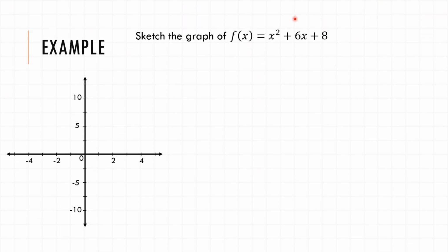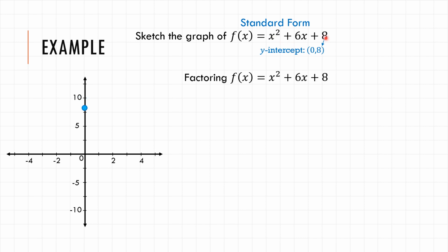Let's do an example of sketching this quadratic. Right away, this is in standard form, so I know that I can pull the y-intercept. It's going to be 8, and I can plot that point right over there. From here, I can factor this expression, x squared plus 6x plus 8. I'm just looking for two factors of 8 that add up to 6. 1 and 8 aren't going to do it, but 4 and 2 will. 4 plus 2 is 6. So this will factor into (x + 4)(x + 2), which means the zeros are -4 and -2, and I can plot those right over here.